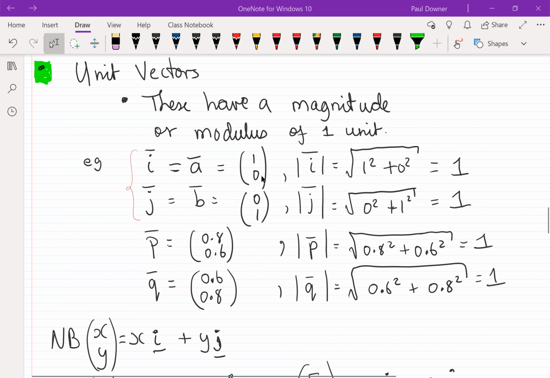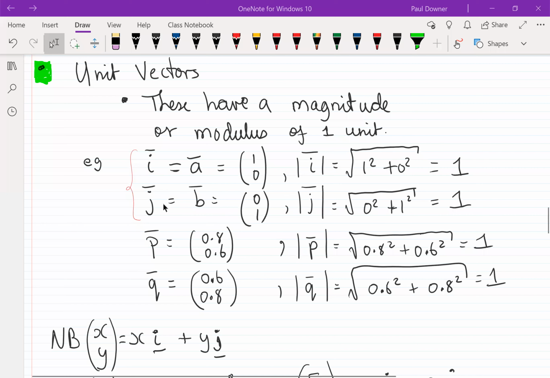If you do that with these two components, which are the components for the unit vector I, you're going to get an answer of 1. That's what makes it a unit vector, because a unit vector is one whose modulus or magnitude or size is 1.